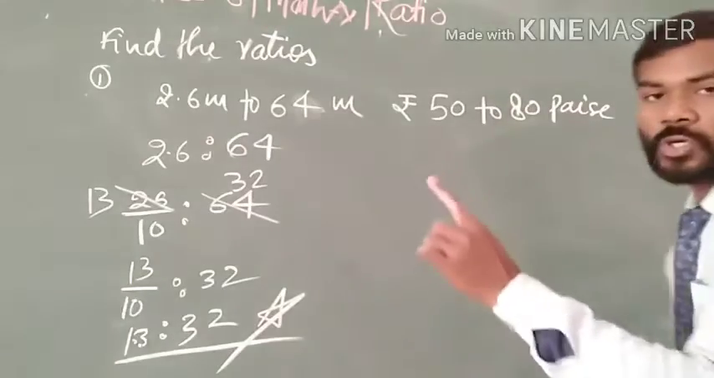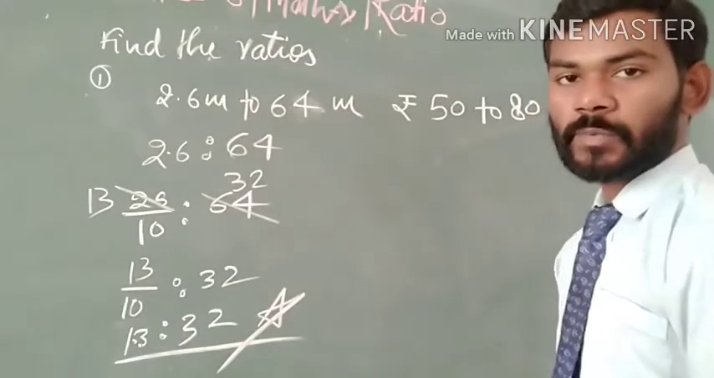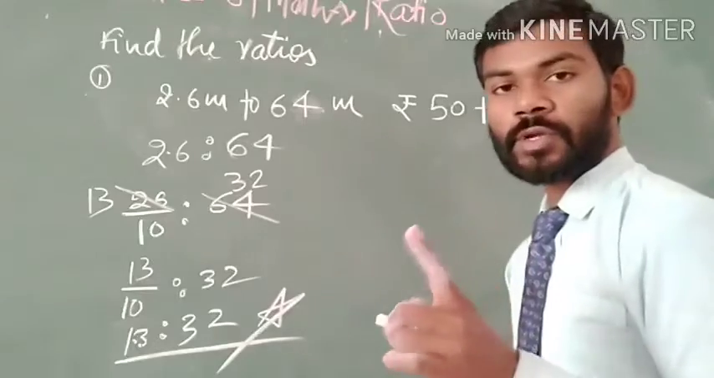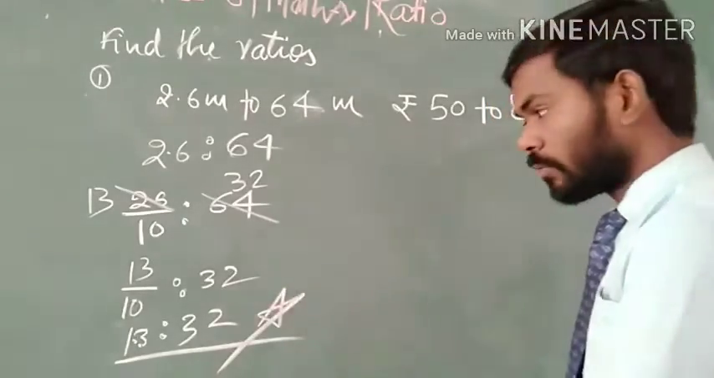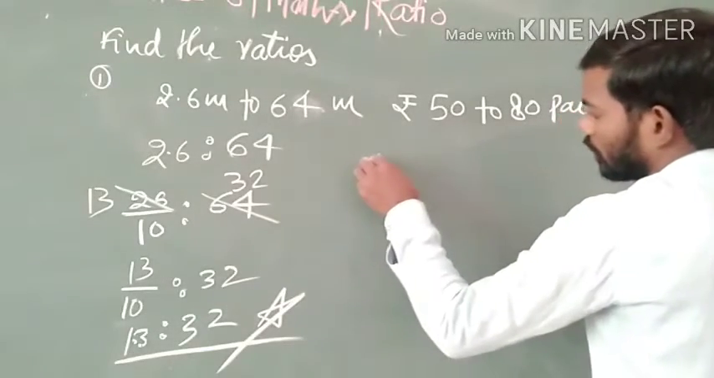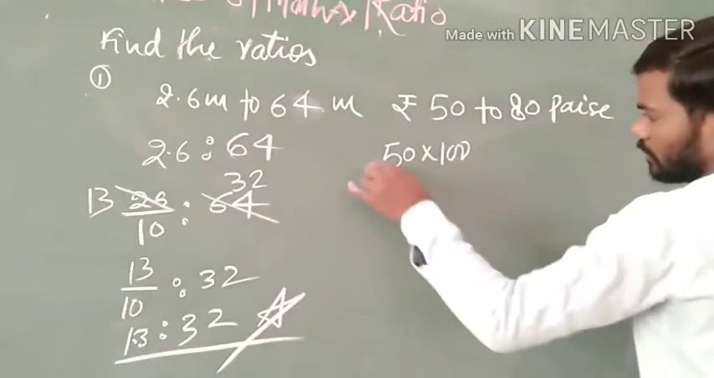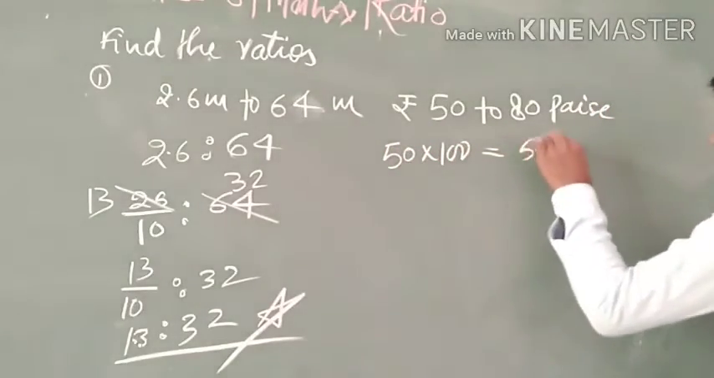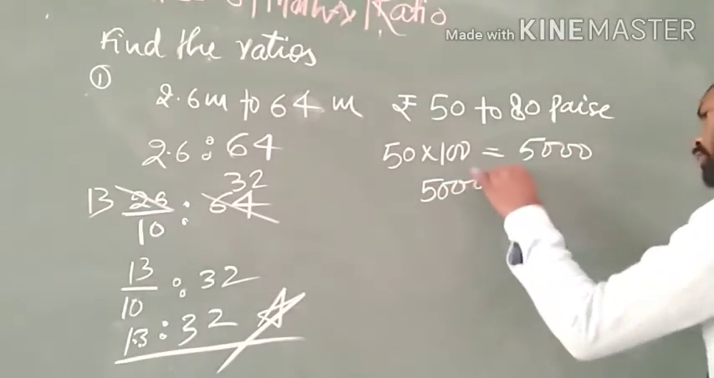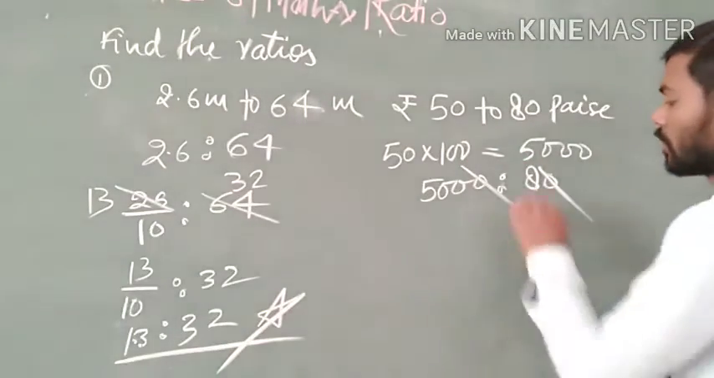Since both terms have different units, the ratio is not possible. So first of all, we have to make the same unit for both terms. So here we get 50 multiplied by 100 paise, which is equal to 5000. Therefore, 5000 ratio 80. 10 and 10 cancel.